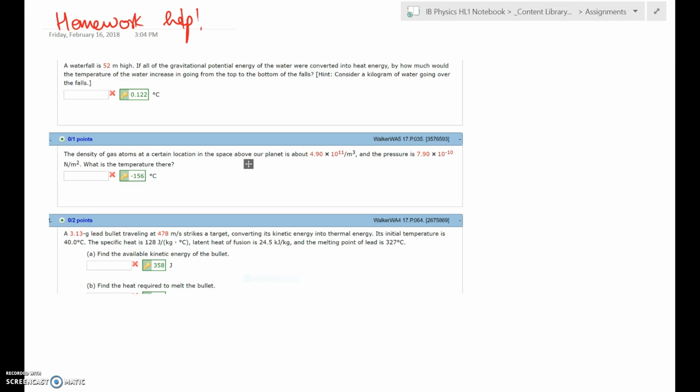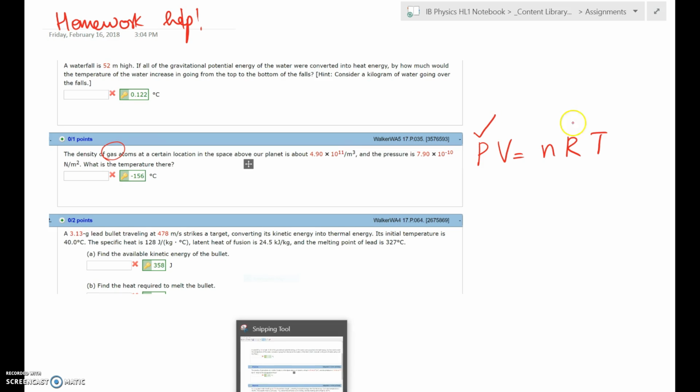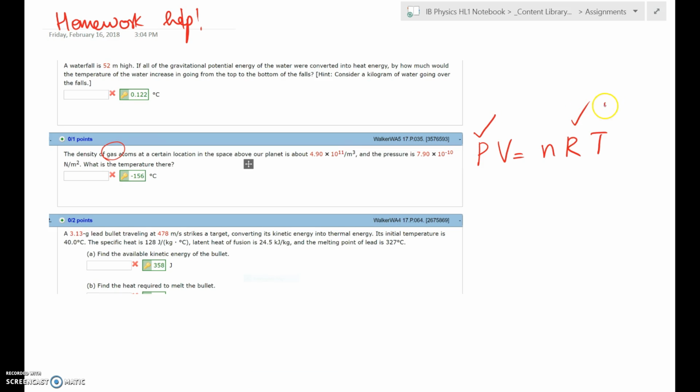This is question number 11 on WebAssign. The density of gas atoms at a certain location in the space above our planet is 4.90 times 10 to the 11 per meter cubed. The pressure is this much. What is the temperature there? Since it talks about gas and pressure, volume and temperature, what is the equation that we know describes ideal gas behavior? PV equals nRT. So we know the pressure and we know the universal gas constant. We want to know the temperature.